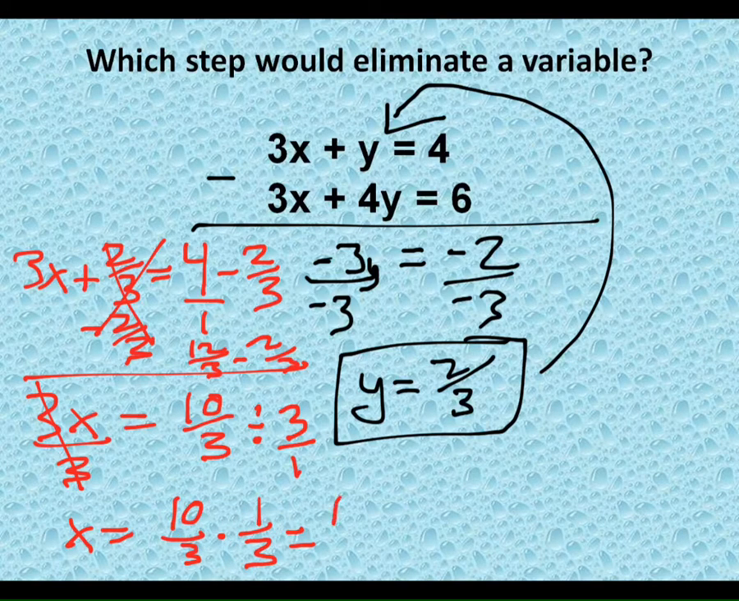10 times 1 is 10. 3 times 3 is 9. So x is 10 over 9. You could change it to a mixed number. I would just leave it as improper fraction. Okay. So that one's just a little more work because I dealt with some fractions, but the process was the same. I still subtracted these. Okay. Sometimes you get a non-integer answer. That's okay.